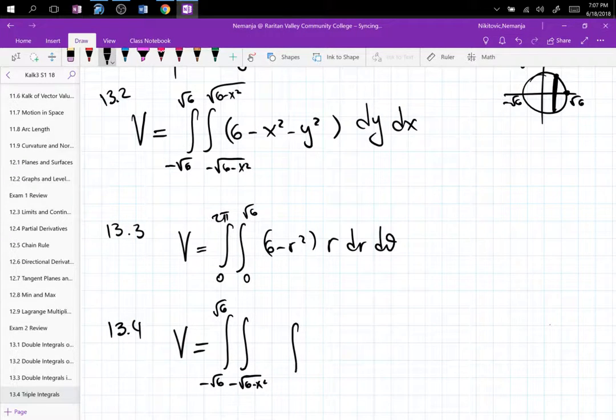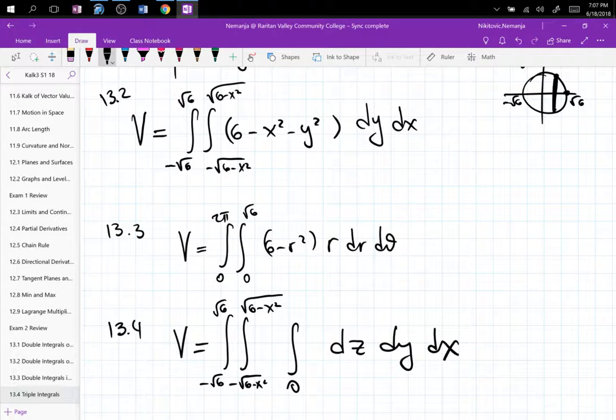You have to move the third integral out so you can fit everything. And now we have the z dy dx. So z is going to go from 0 to 6 minus x squared minus y squared. There we go.